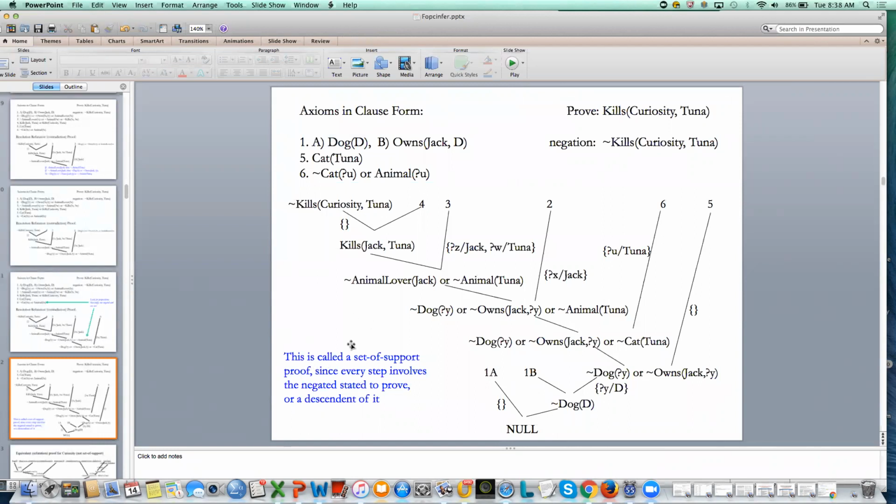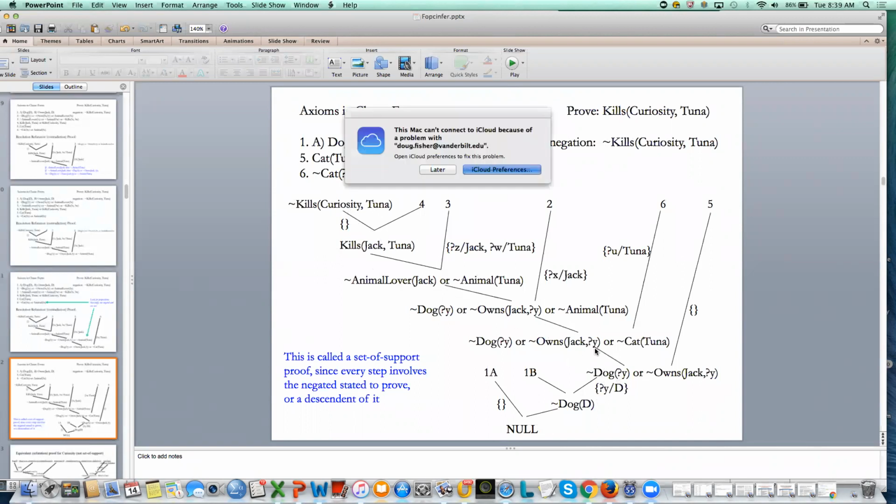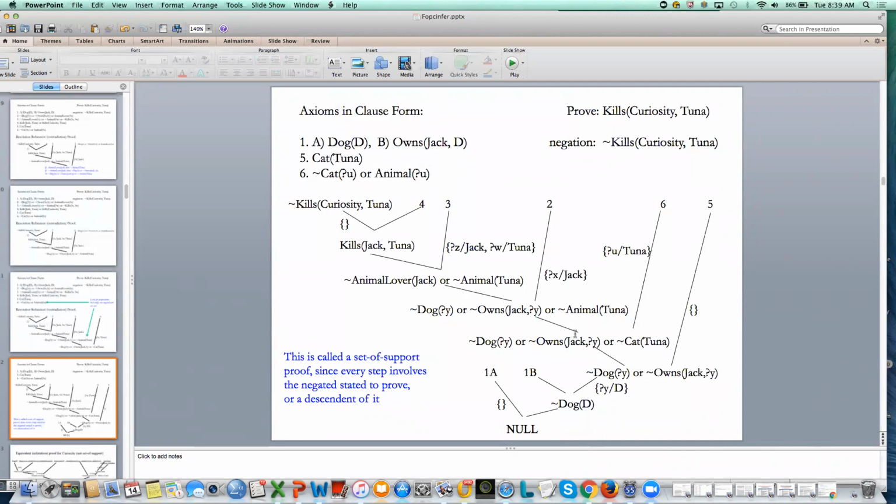This is called a set of support proof strategy, because every expression here, or every resolution step, involves either something which is negated as part of the negated statement of what we want to prove, or it's some descendant of that. So from the very first step, we use the negated statement, and every step after that, we used a descendant of that negated statement as one of the resolvents in the proof.